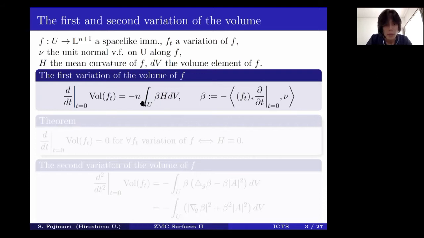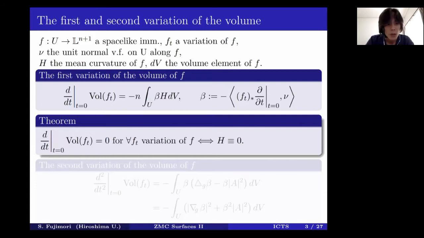By this formula, we can prove that the first derivative of volume vanishes for any variation of F if and only if H is identically zero. Again, the direction from right to left is trivial, but from left to right, we can show it because the condition is that for any variation this first derivative vanishes. So then we can say H vanishes identically.